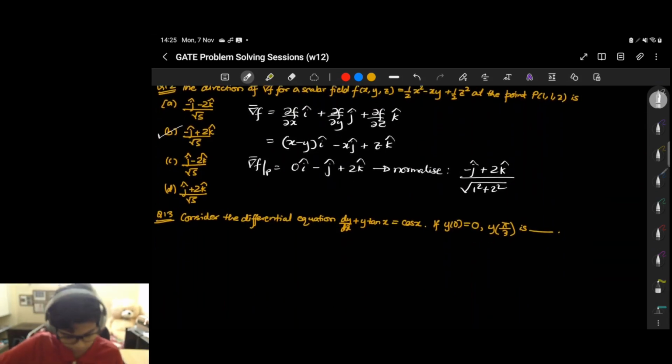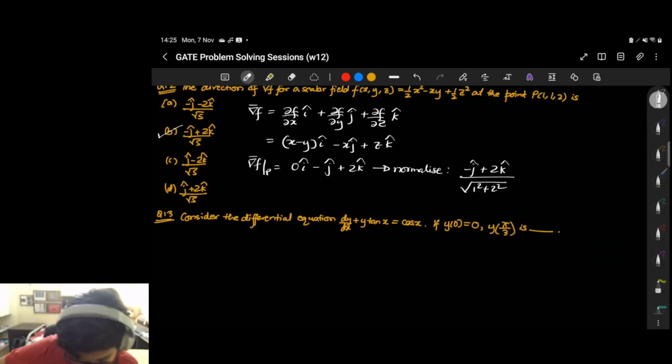The last question. Consider the differential equation dy by dx plus y tan x equal to cos x. If y at x equal to 0 is equal to 0, then y at x equal to pi by 3 is, we need to find out. So let us look at our differential equation.